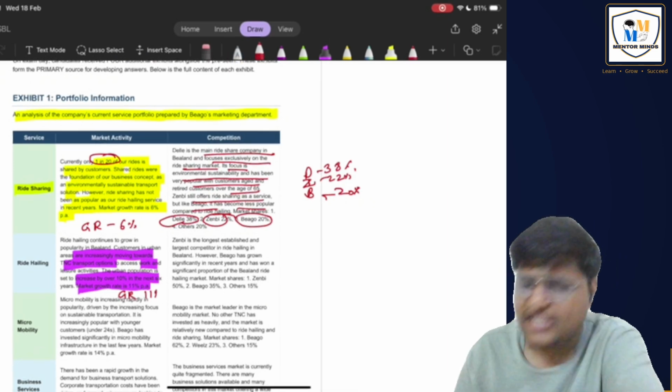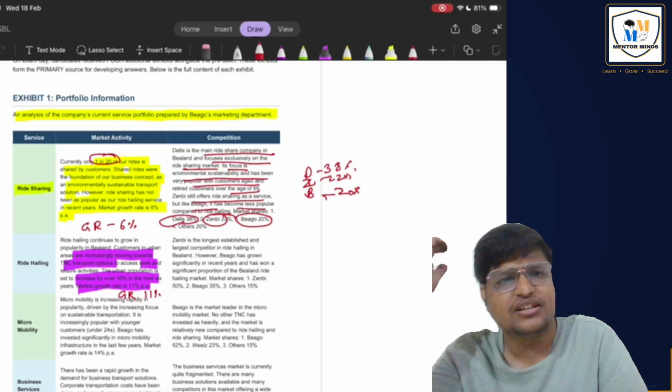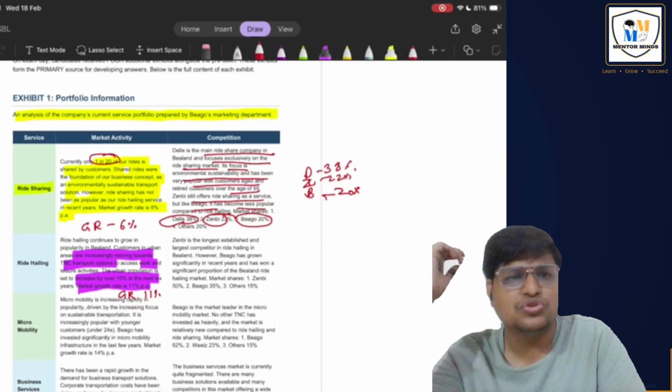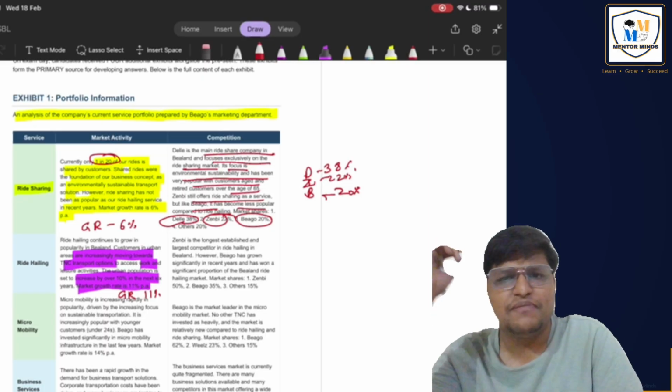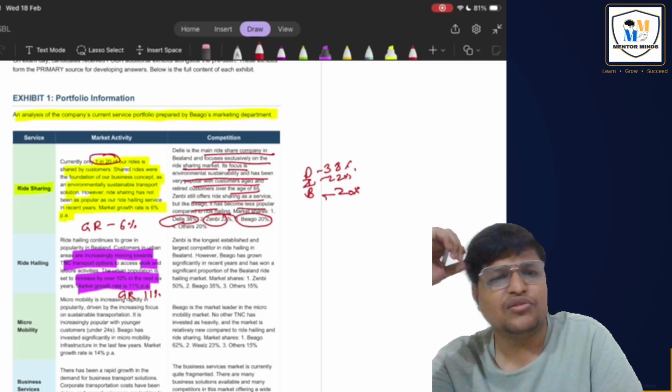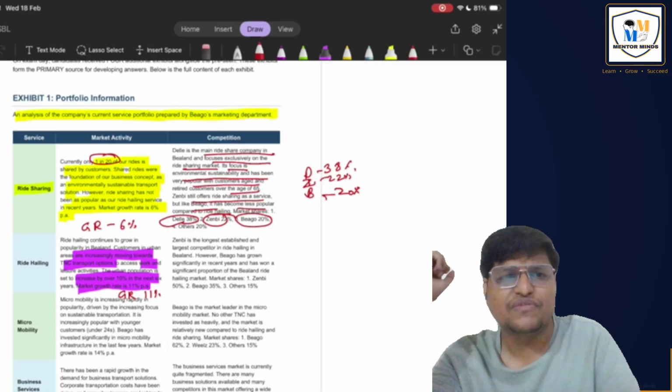Obviously, if there is a business that has 6% growth and there is a business that has 11% growth, which one would you choose, guys? Anybody will choose the one which has 11%, right? Or you would be like, no, no, sir, I would choose the one which has 6%. Which one would you choose?